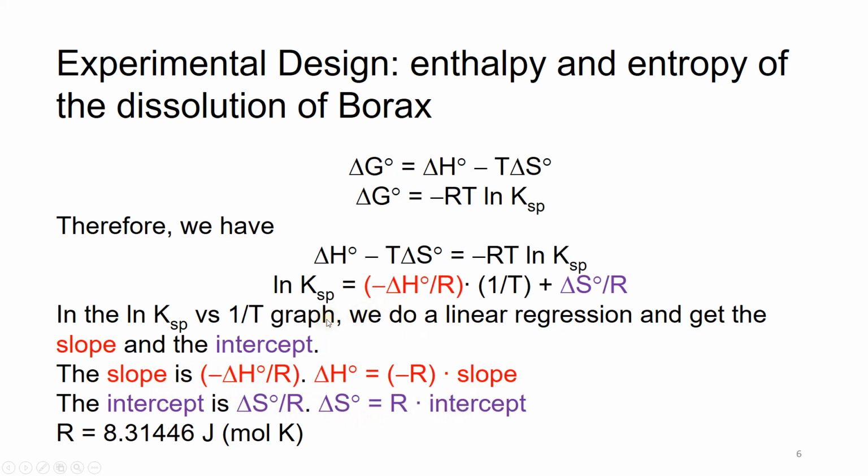Again, you make the graph, you do linear regression, you get a linear equation. From the linear equation, you will see the slope and the intercept. The slope times negative R, that will give you the standard enthalpy of dissolution. The intercept times R, that will give you the standard entropy of dissolution. R is the gas constant.